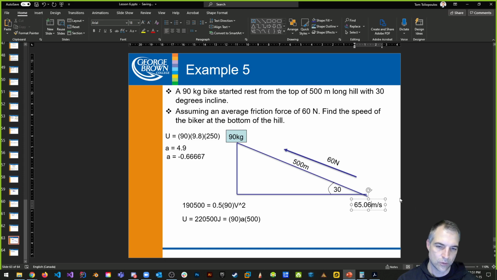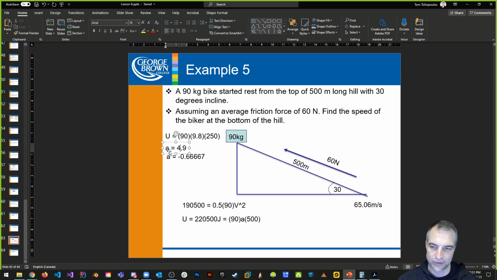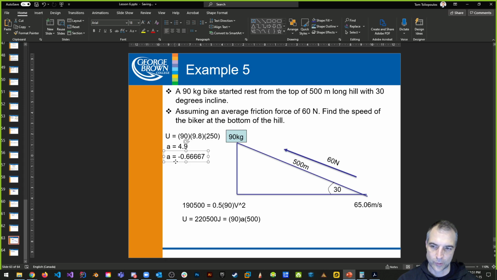65.06. But the way I knew that I was going to subtract this as joules to joules is because work is in joules, and so is potential energy. So we have work to energy translation. Once I have work and energy, I don't need to do all that fancy force equals ma, because I'd have an acceleration of 4.9 and a deceleration of negative 0.667. Then I would have to find out what the velocity is down here. Too much work to do, where I can just use potential energy, kinetic energy and work. There we go. So 65.06 is what the actual number is.